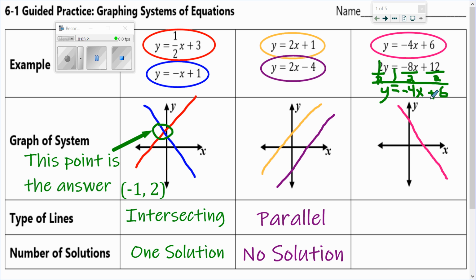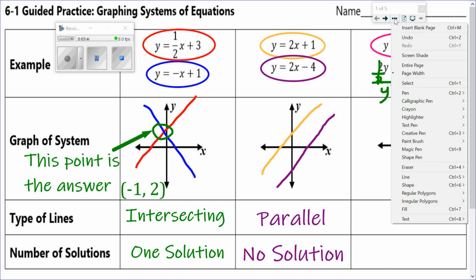And then we could graph that. We would obviously start at 6 and go down 4 to the right 1, but hopefully what you notice is that this is the exact same thing that we had up here, y equals -4x plus 6. So we could graph it, it would just end up being the exact same line again.